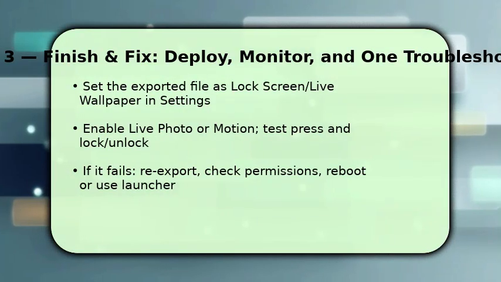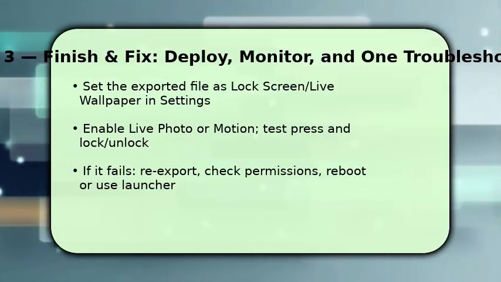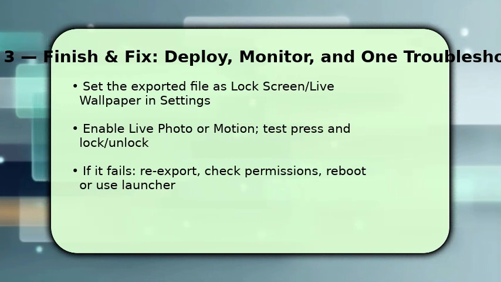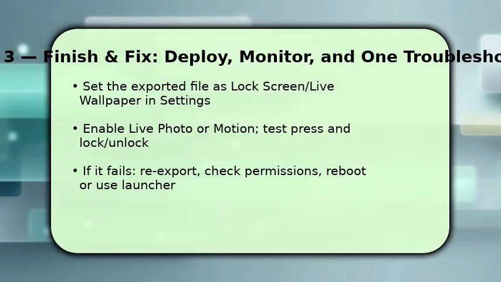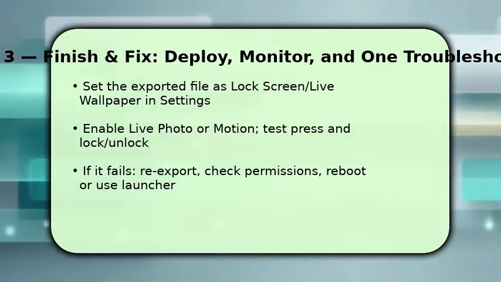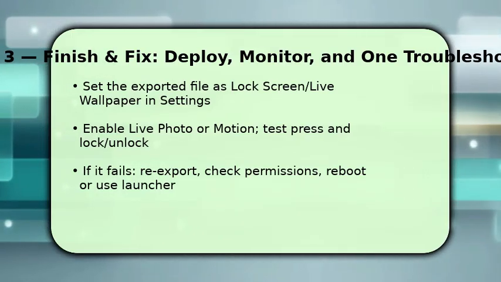You finish by applying the exported file as your wallpaper. On iOS, pick the live photo in Settings Wallpaper and enable Live Photo or Motion. On Android, choose the file in Wallpaper Picker or a third-party launcher and set behavior to animate. Make sure battery saver is off because it can disable motion. If it doesn't play, re-export with a shorter clip, verify app permissions, and restart the phone. These steps resolve most playback issues quickly.